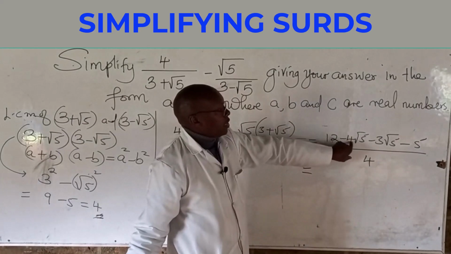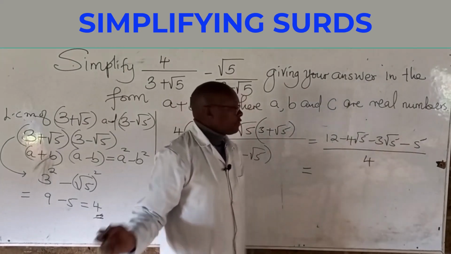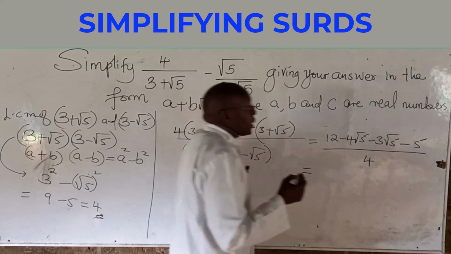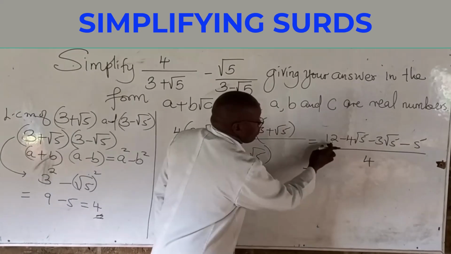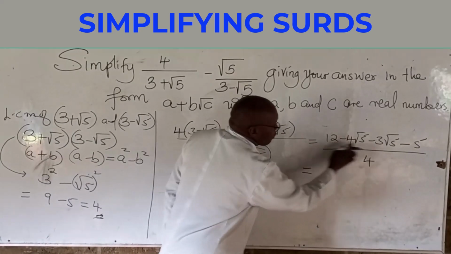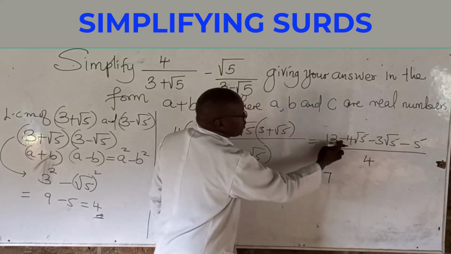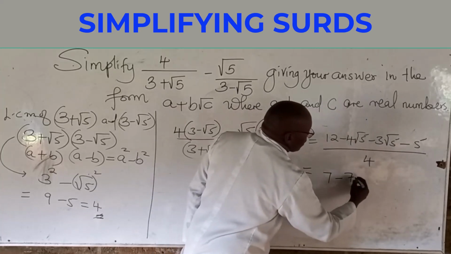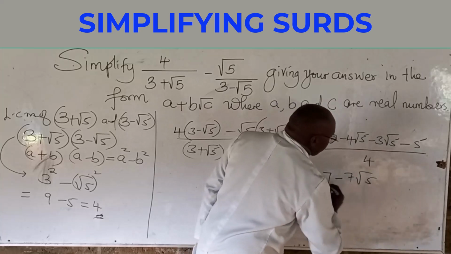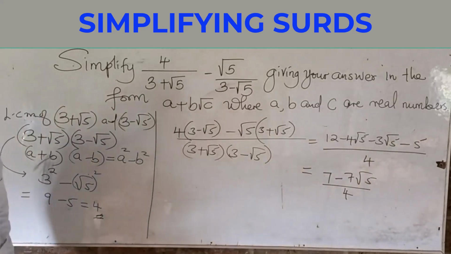Negative 4 root 5 minus 3 root 5 simplifies to negative 7 root 5. So therefore, we shall have 12 subtract 5, which is 7, then negative 4 root 5 minus 3 root 5 will give negative 7 root 5, everything divided by 4, like that.